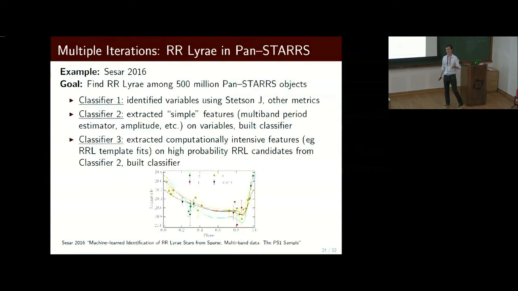A few works have taken this a step further in a somewhat iterative manner. So one example is Cesar 2016. Cesar was trying to find RR Lyrae among 500 million Pan-STARRS light curves. So like many works, Cesar first identified variables among these 500 million light curves. So this reduces the number of sources down from 500 million to maybe 50 million.